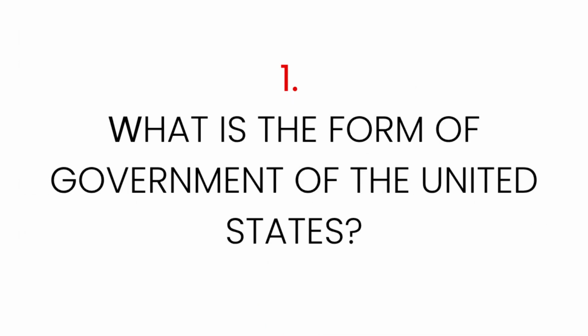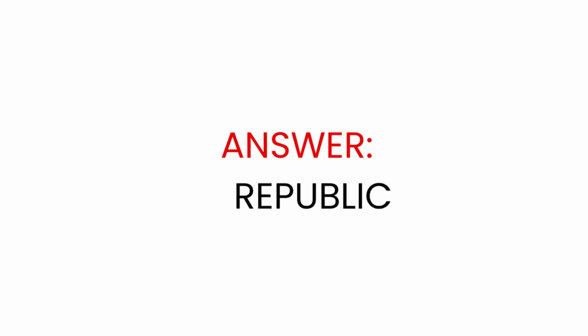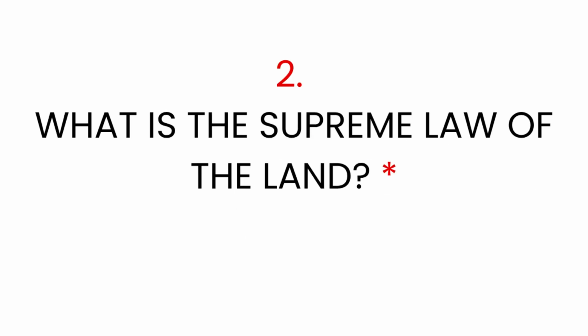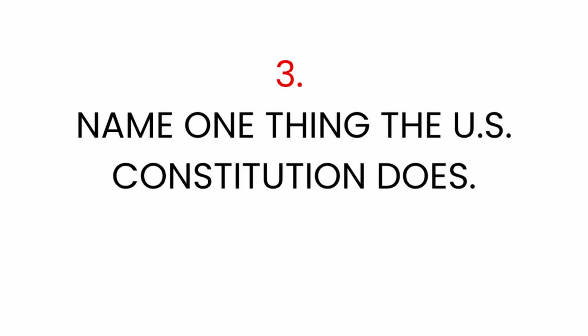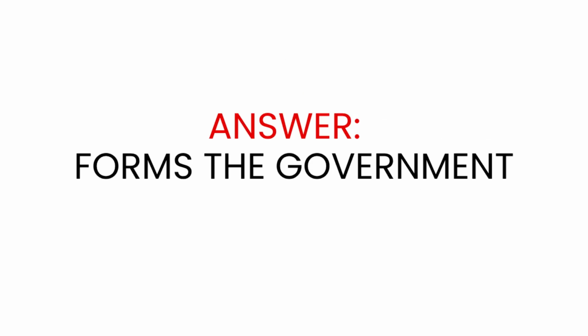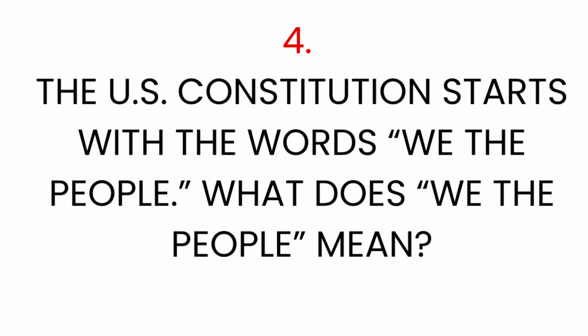What is the form of government of the United States? Republic. What is the supreme law of the land? The U.S. Constitution. Name one thing the U.S. Constitution does. Forms the government. The U.S. Constitution starts with the words, "We the people." What does "we the people" mean?